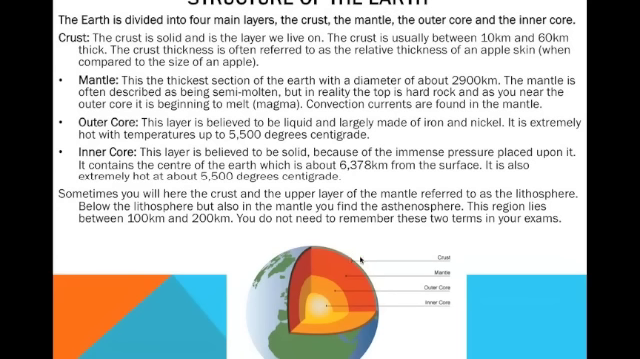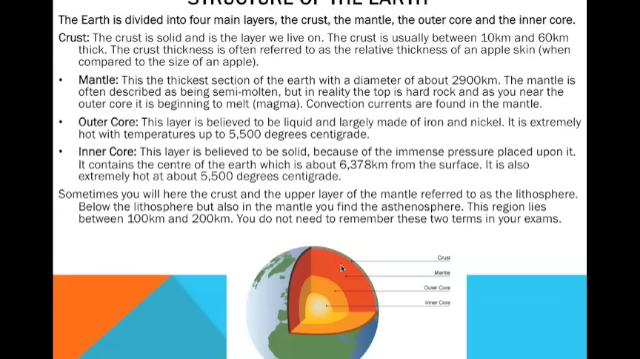The crust is usually between 10 kilometers and 60 kilometers thick. The crust's thickness is often referred to as the relative thickness of an apple skin when compared to the size of an apple. Mantle, right here, that orange part.